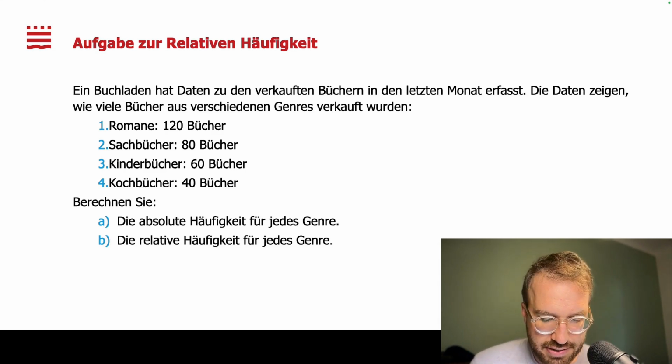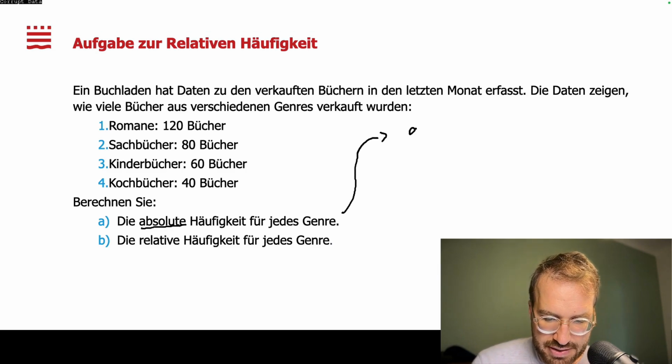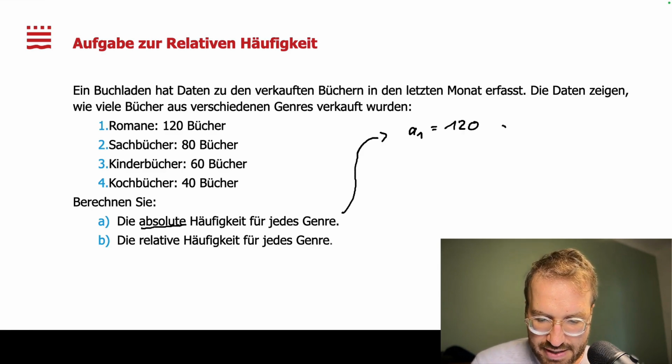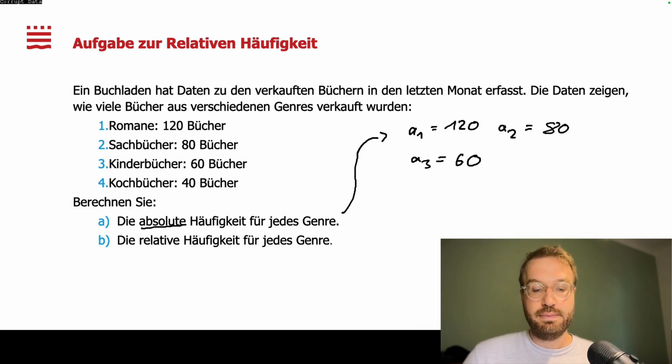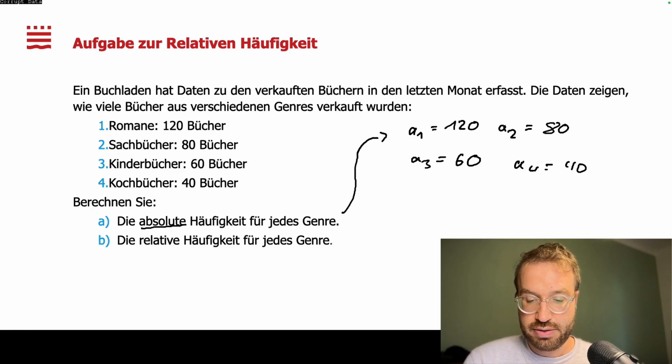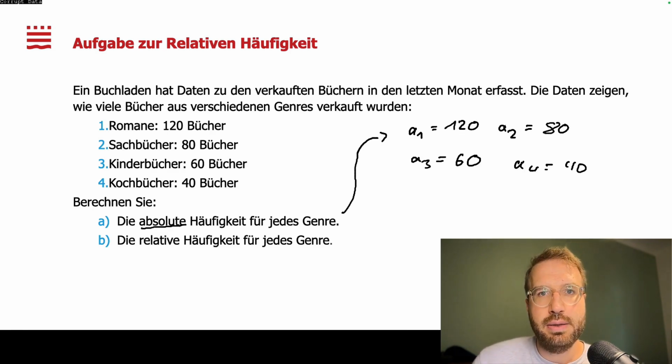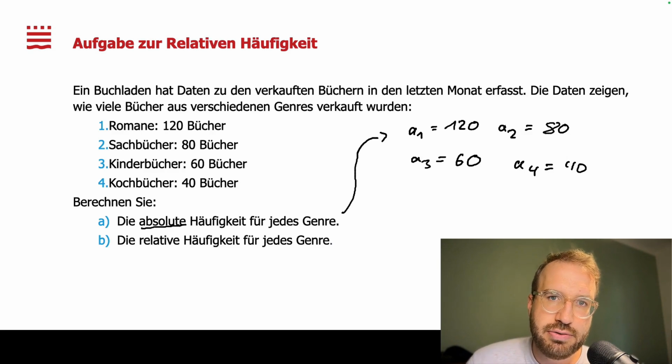Let's first look at the absolute frequency. Again, take a break if you want to calculate it yourselves, but that shouldn't be a problem. Namely, a stands for the value. Novels are a_1, it actually says so. h_1 is 120, h_2 is 80, h_3 is 60, and h_4 is 40. And what do we do now with the relative frequency?